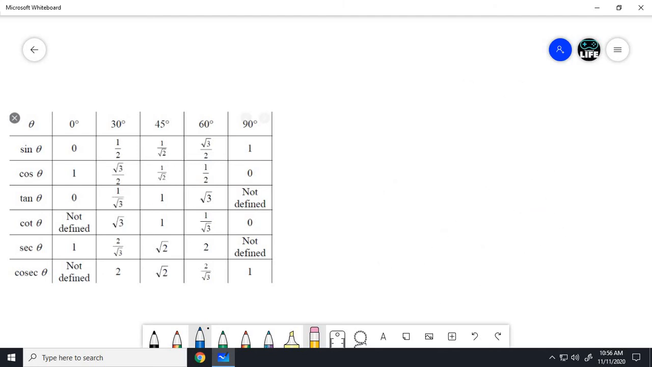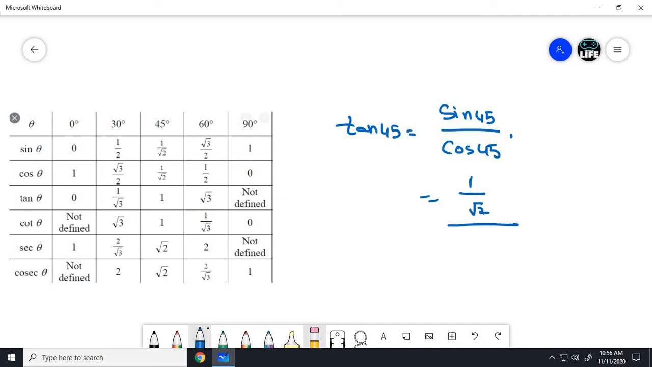And now check tan 45. So tan 45 equals sin 45 by cos 45. The value of sin 45 is 1/√2, and the value of cos 45 is also 1/√2. So 1/√2 and 1/√2 get cancelled and 1 is the answer. So tan 45 equals 1. Is it correct? Yes, tan 45 equals 1.